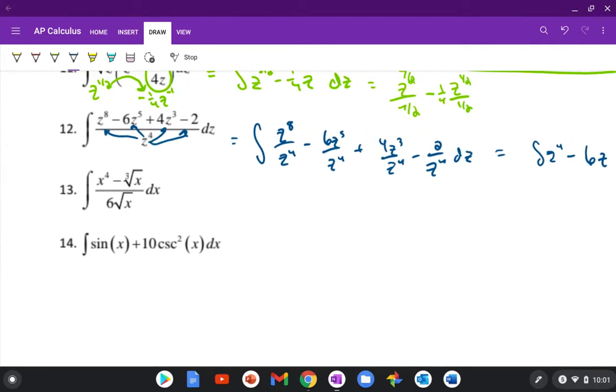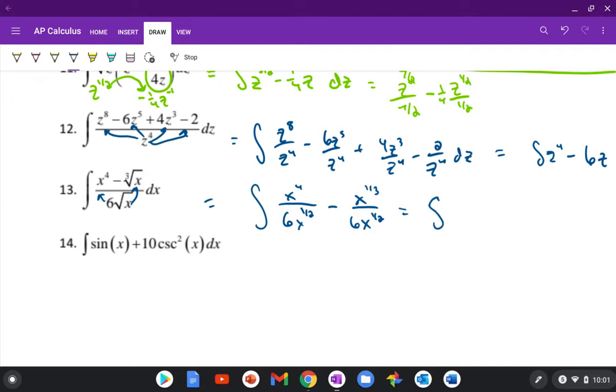It would be very much the same for number 13, maybe just a little bit more challenging. I would first probably write this one. We are going to split it apart, and again, this has to go to both of these terms. X to the 4th divided by 6x to the, and remember that is 1/2 power, because it's the square root, so it's 1/2 power, minus x to the 1/3 over 6x to the 1/2. So you got to get a little creative with this one. You're still going to subtract the exponents.